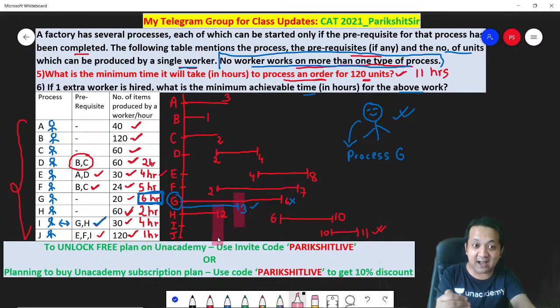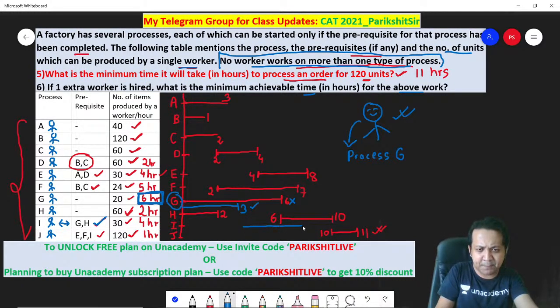So I can start at the end of 3 hours itself. And once it starts, it will take 4 hours to complete. So let's start at the end of 3 hours, and from there 4 hours. So 3 plus 4, 7. Right? So it's no longer 10 now.